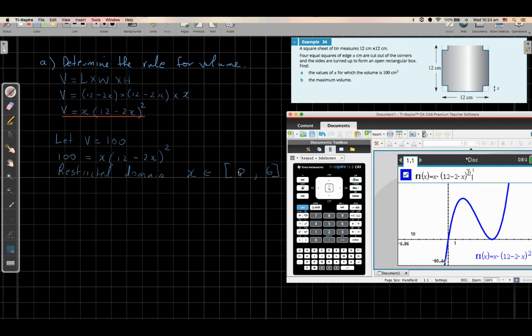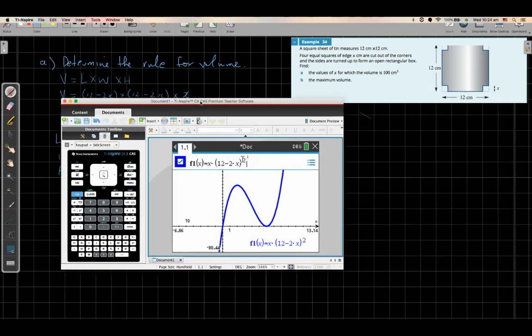So it's 0 less than or equal to x, less than or equal to 6, because it's got the square brackets. Okay, enter. And that cuts our graph. It goes from 0 to 6.